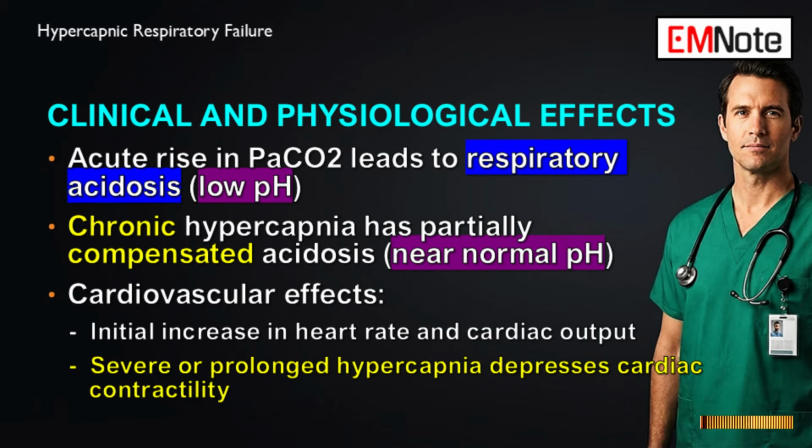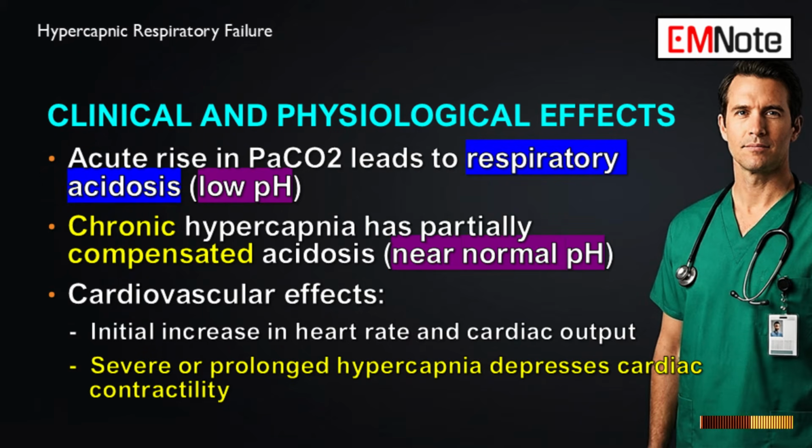Those chronic patients have a partially compensated acidosis. Their kidneys have already been retaining bicarbonate for a long time. So their baseline pH is much closer to normal. Exactly. They might have a PaCO2 of 65, but their pH is 7.34. That compensation is a huge diagnostic clue.